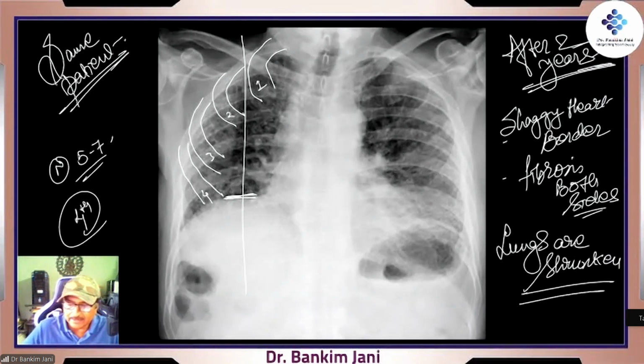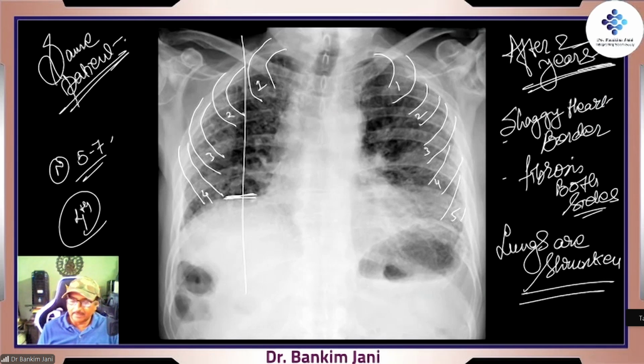On the left, let's calculate. This is 1, the first rib. This one is the second rib, this the third, this the fourth, and this one would be the fifth rib. The diaphragm is here. Where is it? Below 6. Below 6, so it is here. This is 6.